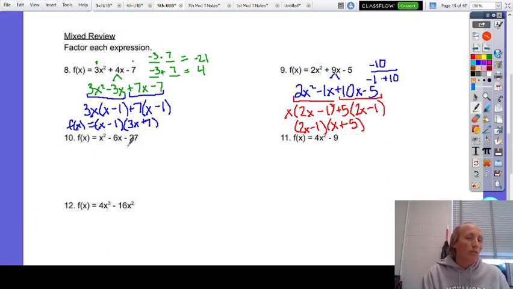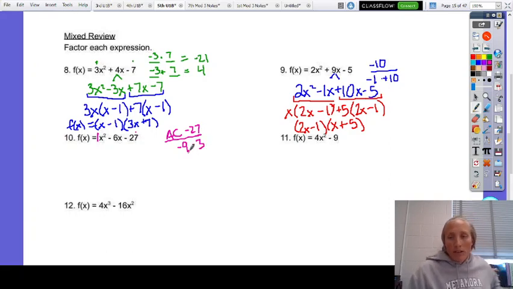Number 10, again, you look for a GCF. There is not one, but we do have three terms. So we have the AC method here. My A value is 1 times my C value of -27, leaves me with -27. I need to find two numbers that multiply to -27 and add to -6. So those numbers are going to be -9 times +3. Check those over again to make sure you have them right. And then we're going to apply those.